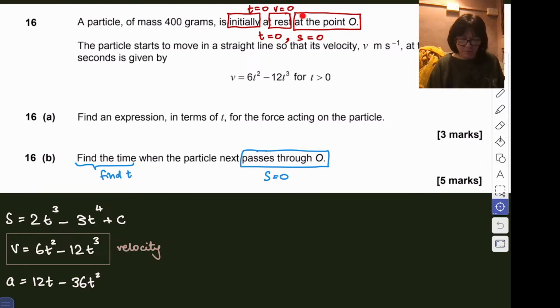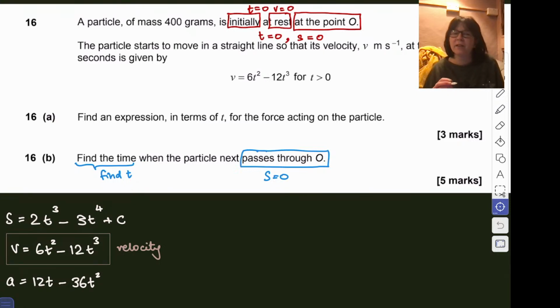So here's our pieces of information that we're going to use down here. We're going to integrate. We're going to pick up an unknown. We're going to use this information to find the unknown. Now we know the equation, so we can put the equation equal to 0 and then solve to find T.